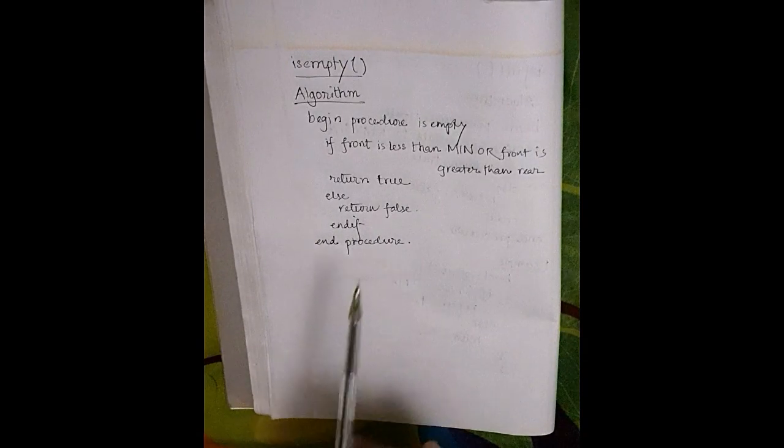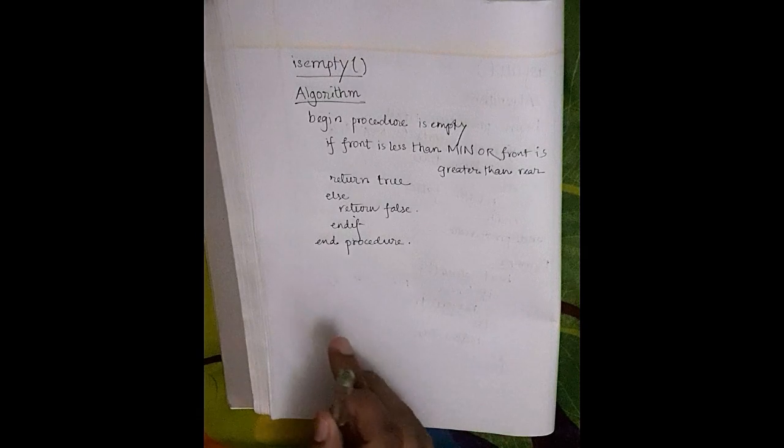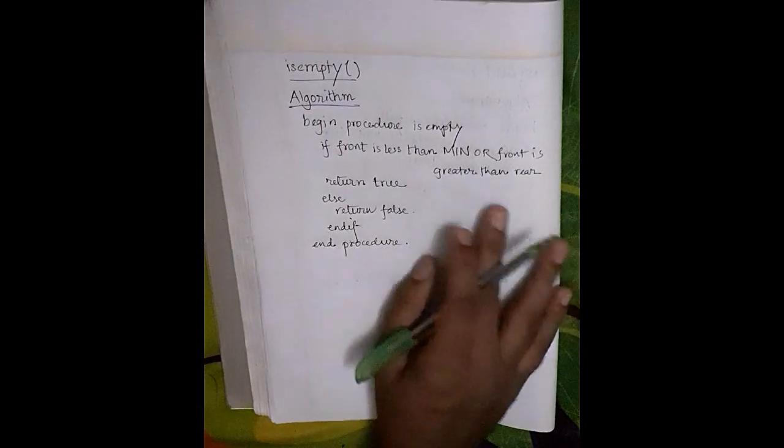So how is it working? The working principle I have already discussed previously. So this is how the algorithm should look. If the value of front is less than min or 0, it tells that the queue is not yet initialized, hence empty.